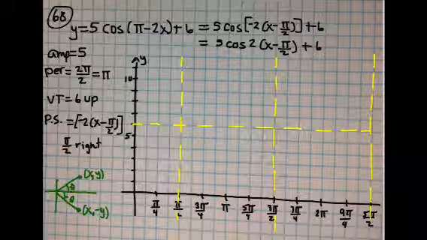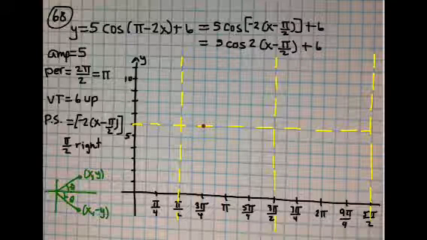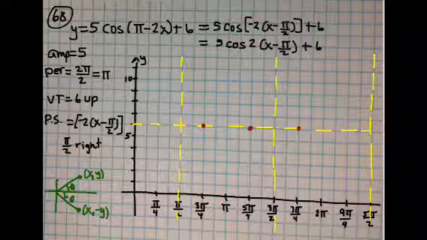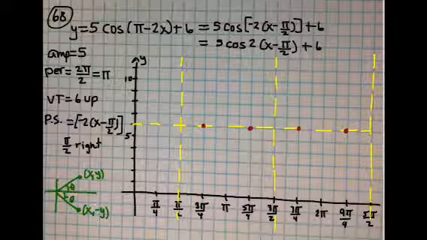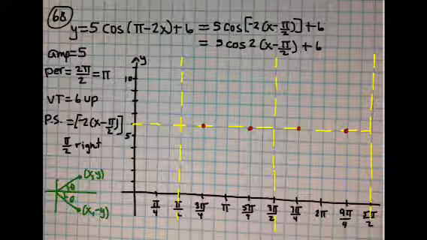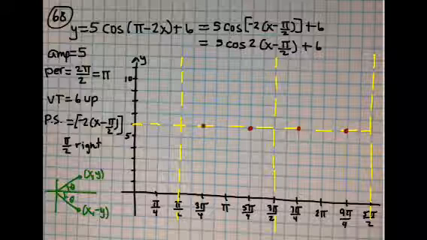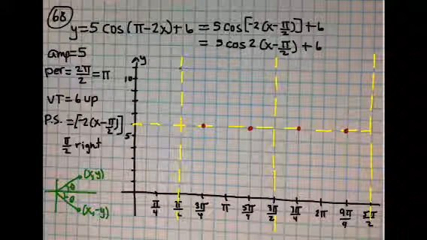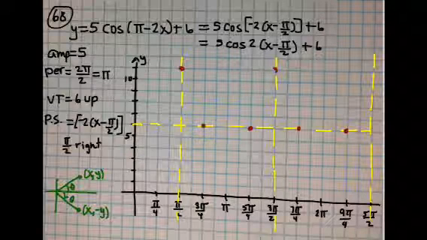Okay, so the zeros for cosine are 1/4 and 3/4 of the way. So at 3 pi over 4 and 5 pi over 4, and again at 7 pi over 4 and 9 pi over 4. Okay, the maximum, there is no reflection here, so the maximum is the beginning and end. So start from the line y equals 6, from the yellow horizontal line, you count 5 units up. So we land on 11. So at 3 pi over 2 it's 11, and 5 pi over 2 it's 11.